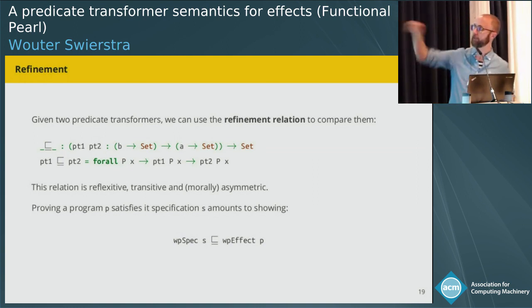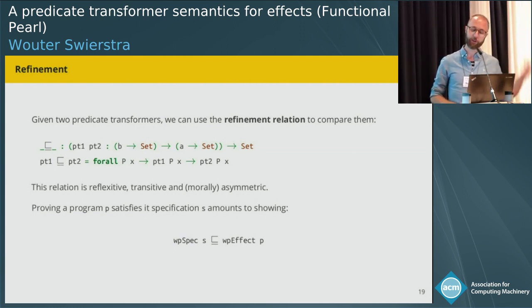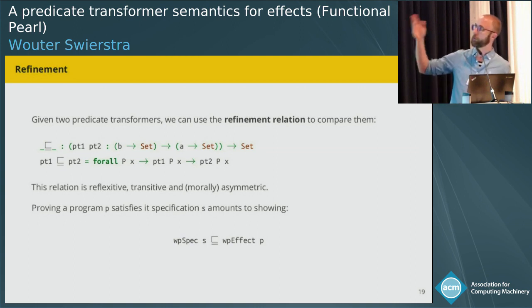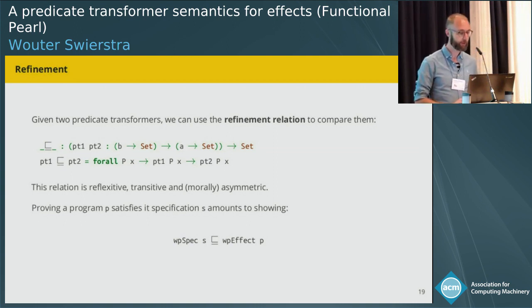So that is to say that if you have two predicate transformers which map predicates on B to predicates on A, I can construct a relation between them by saying that for all possible posts P, I want that PT1 of P implies PT2 of P. And this relation has all the properties that you want. It's reflexive, it's transitive, it's kind of morally asymmetric.